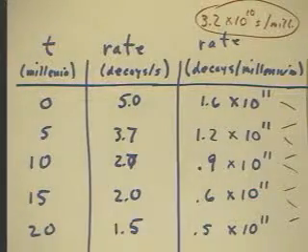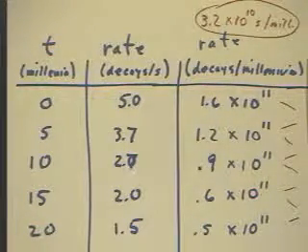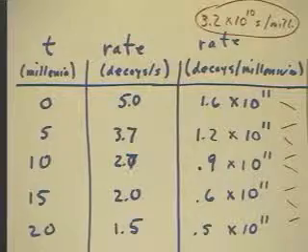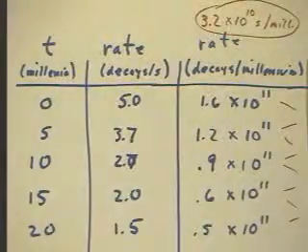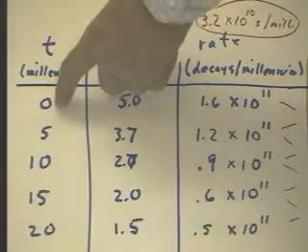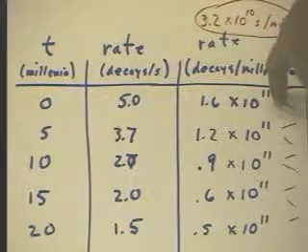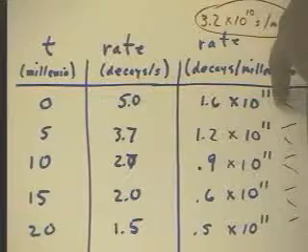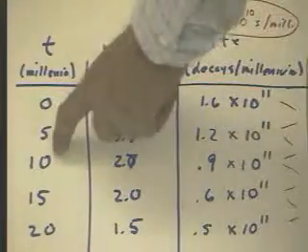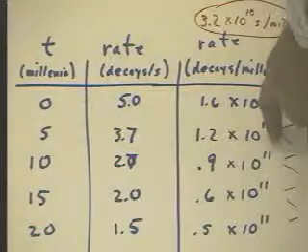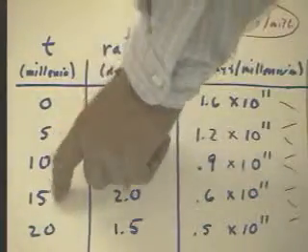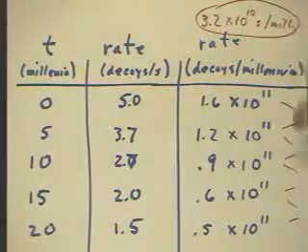Now we want to take this information and translate it into the total number of decays over a 5 millennium period. Well, the first 5 millennium period starts out at t equals 0 with 1.6 times 10 to the 11th decays per millennium. But at the end, it's down to 1.2 times 10 to the 11th decays per millennium. And over each 5 millennium period, we have a starting rate and an ending rate.